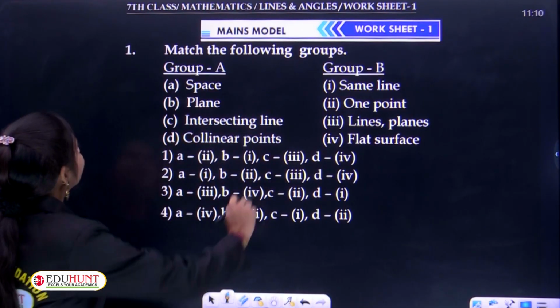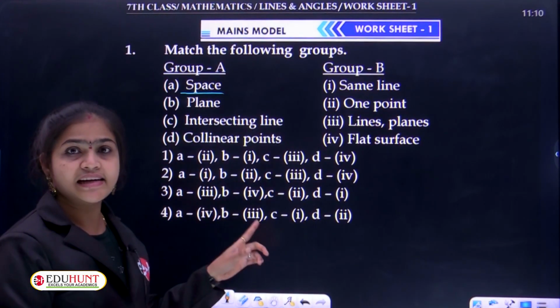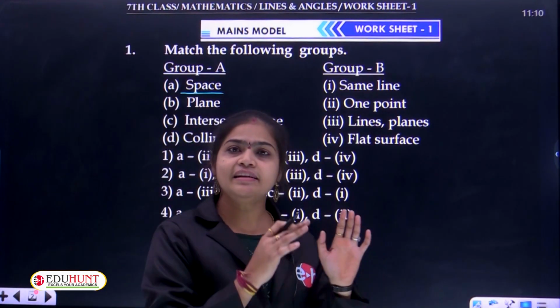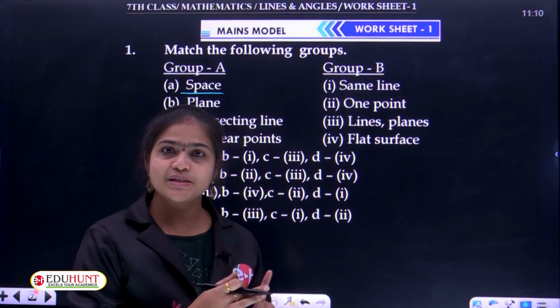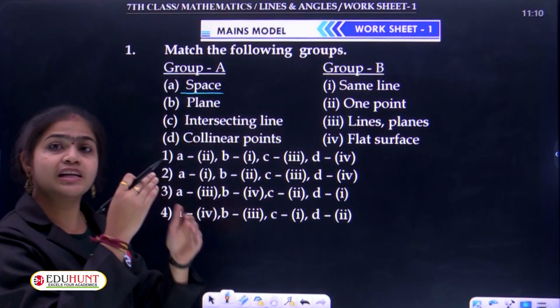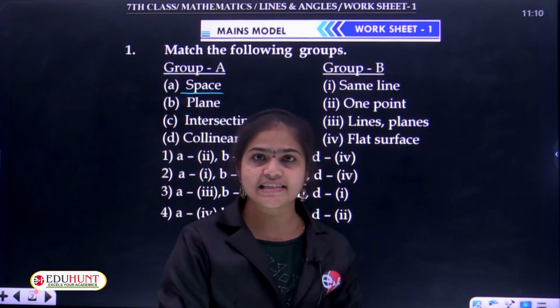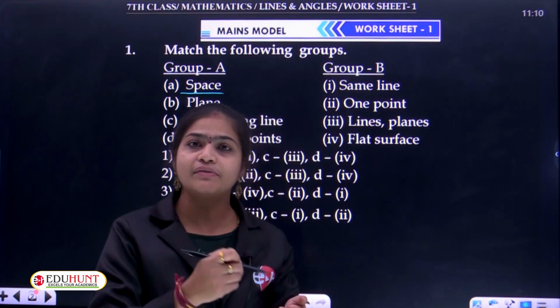See here. First one is space. Space means what? Space is related to geometrical figures, right? In geometrical ideas, we know about space. Space means there is a flat surface. On that surface, we can draw planes, and in the same way lines. All of this we are drawing on a space.